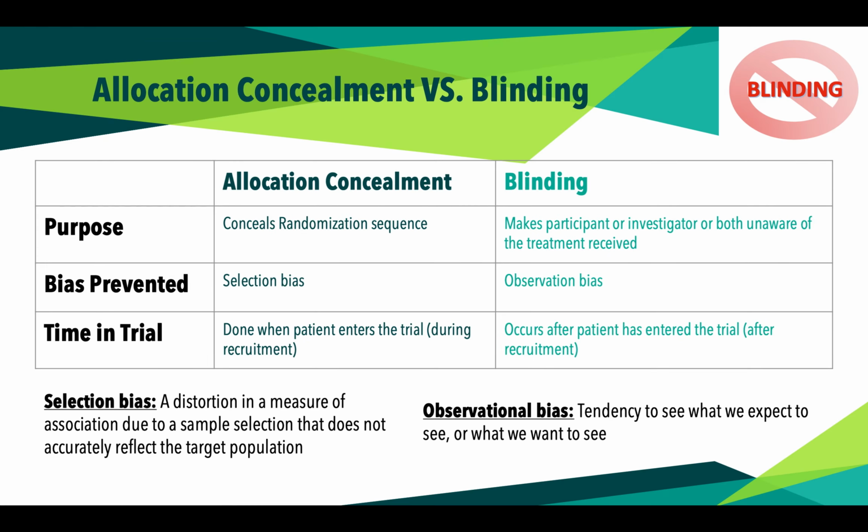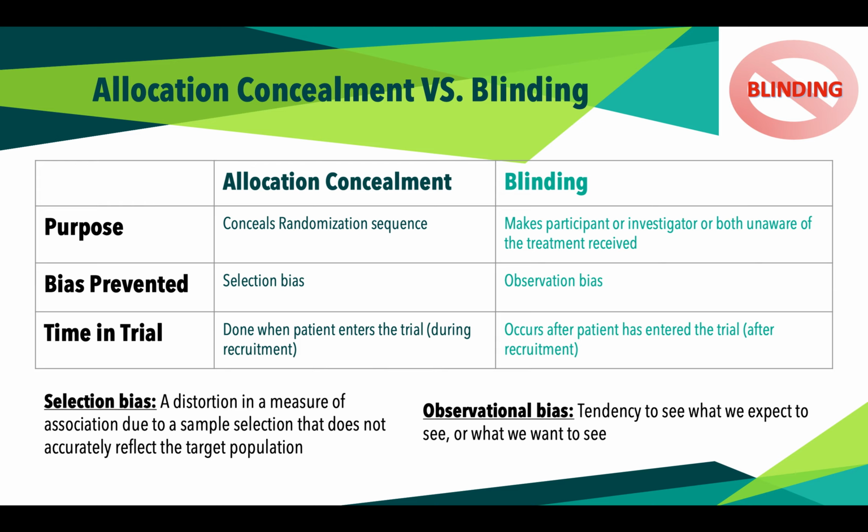So this slide explains the difference between allocation concealment and blinding. The purpose of allocation concealment is to conceal the randomization sequence, and blinding is to make participants or investigators or both unaware of the treatment received. Bias prevented by allocation concealment is selection bias, and by blinding is observation bias. As for timing, allocation concealment is done when the patient enters the trial, and blinding occurs after the patient has entered the trial.